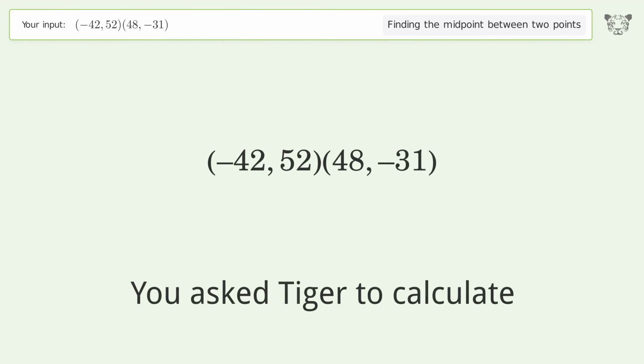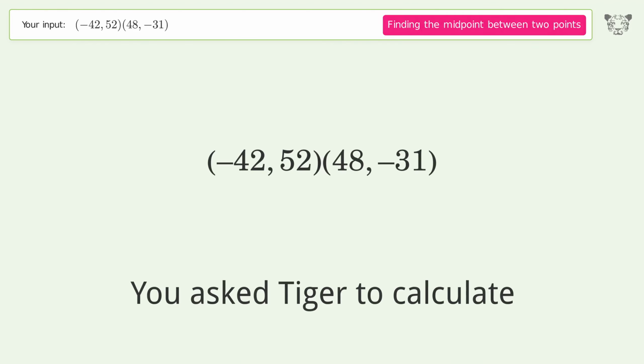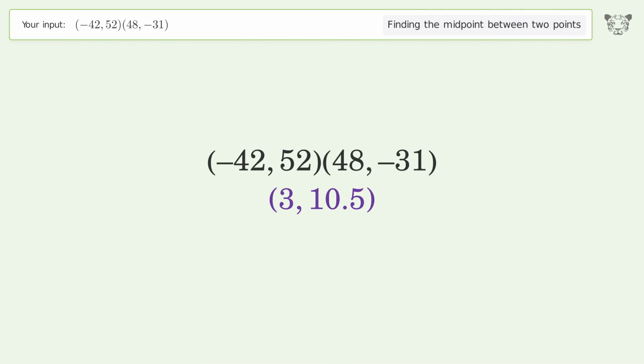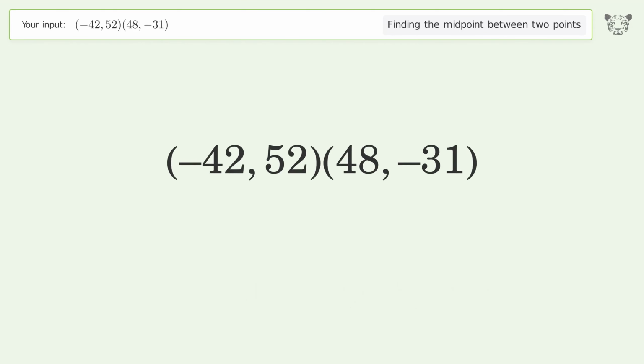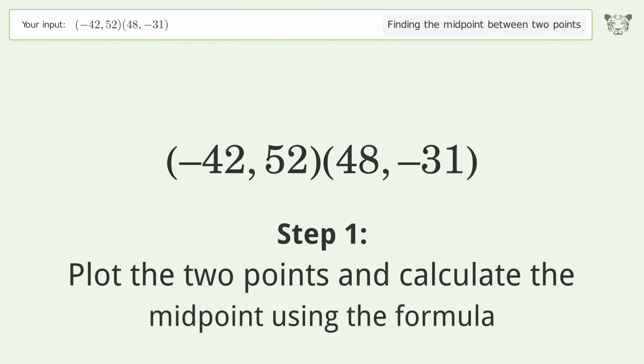You ask Tiger to calculate. This deals with finding the midpoint between 2 points. The midpoint between the 2 points is 3, 10.5. Let's solve it step by step. Plot the 2 points and calculate the midpoint using the formula.